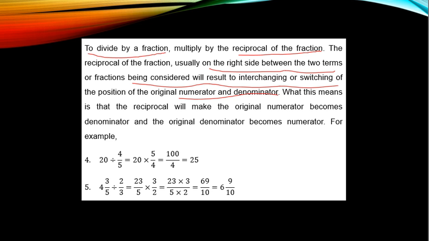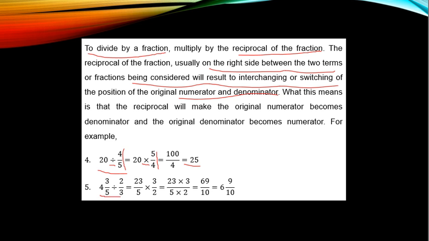For example, see 20 divided by 4 all over 5. In that note, this division sign changes to multiplication sign. Then this fraction 4 over 5, you take the reciprocal, and that means you interchange the position of the denominator and numerator. So as the division sign changes to multiplication, you invert the fraction 4 over 5 to 5 all over 4. That's the meaning. So if you multiply 20 by 5, you have 100 divided by 4, and that is 25.